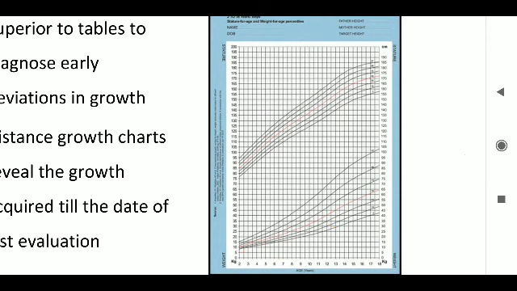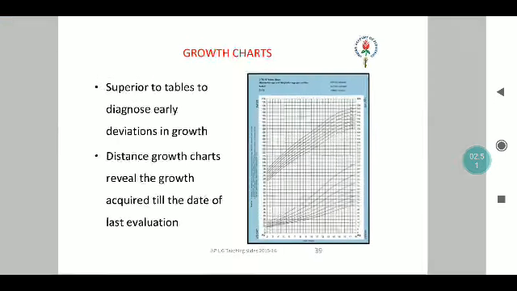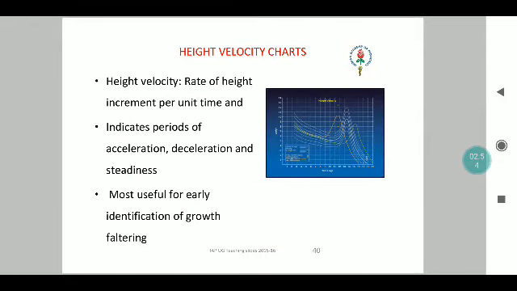Contrarily, if the growth initially is below the expected deviation, then all of a sudden it does improve because of an intervention. It implies that there has been a successful intervention which has resulted in a better quality of growth. Height velocity charts are not commonly used in day-to-day practice, but it is important to know the rate of height velocity per unit time, and it indicates the periods of acceleration, deceleration, and steadiness like we saw in the initial few slides. This is most important for identifying growth faltering.